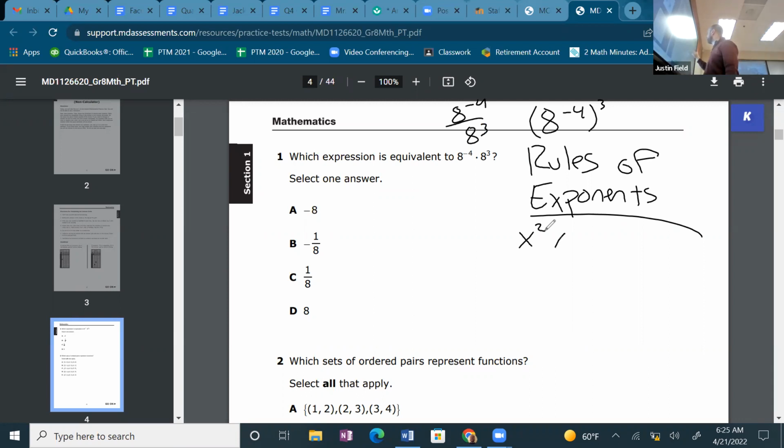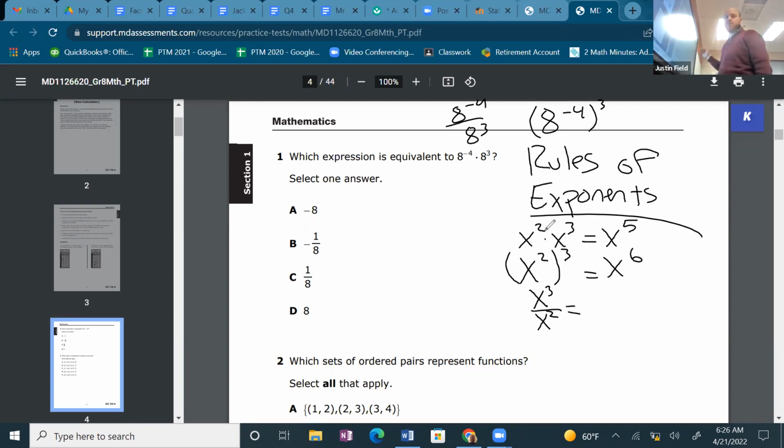The first one is when we are multiplying terms, we add the exponents. So 2 plus 3 is 5. The second one is when we are taking a term and raising it to a power, then we multiply the exponents. 2 times 3, 6. Also, we can divide. If we divide the terms, we're subtracting the exponents. 3 minus 2 is 1. And then we have the negative exponent rule. So x to the negative 3 is equal to 1 over x to the positive 3. So the reciprocal is positive. So that's all the rules.